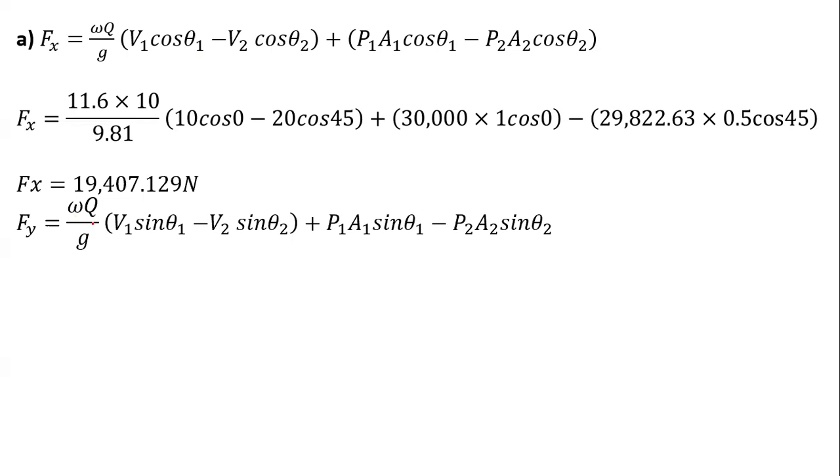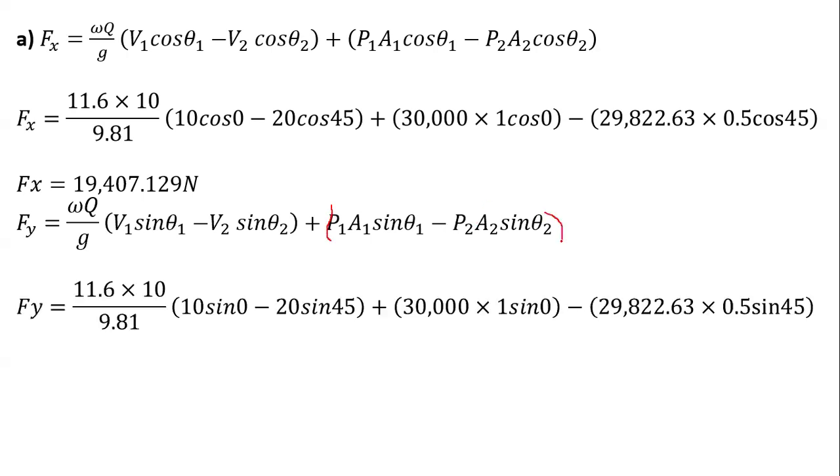For the Y, we write the same thing, but wherever there is cos, we put sine. So omega discharge over G, then we have V1 sine theta 1 minus V2 sine theta 2 plus P1 A1 sine theta 1. So here we are even saying this is supposed to be caged in brackets. So it should be like that. Then substituting, omega is 11.6 by 10, 9.81. Everything, like we said, is the same thing we wrote here, except we are just putting sine where there was cos. Hence, our Fy becomes negative 10,711.118 newtons.